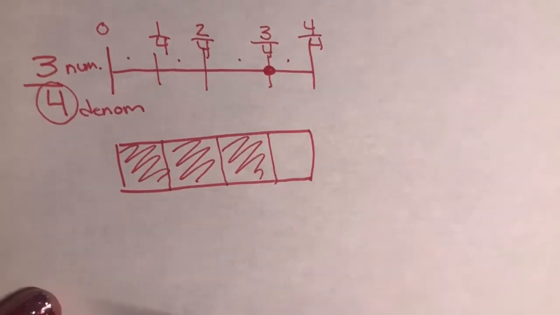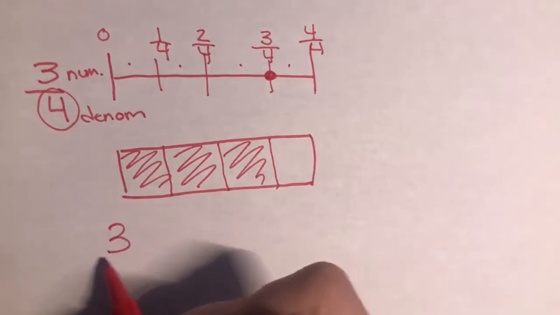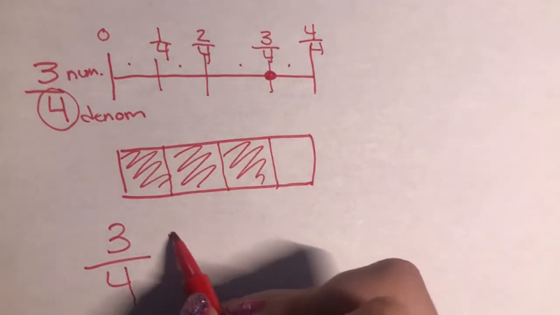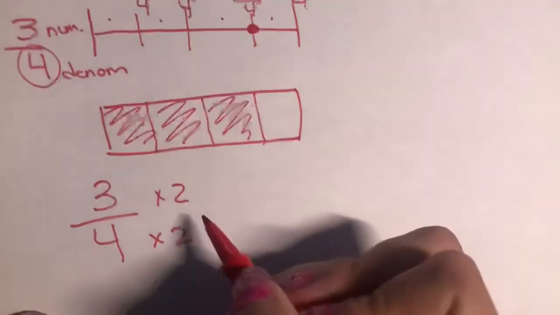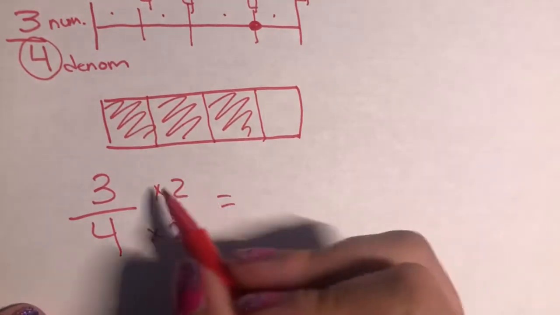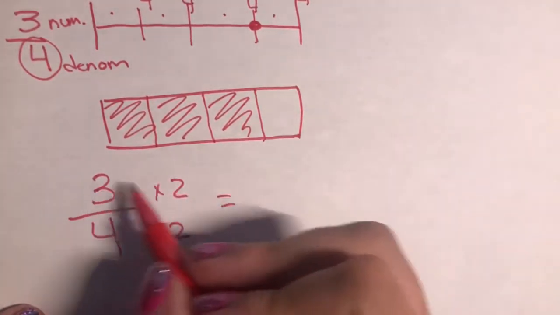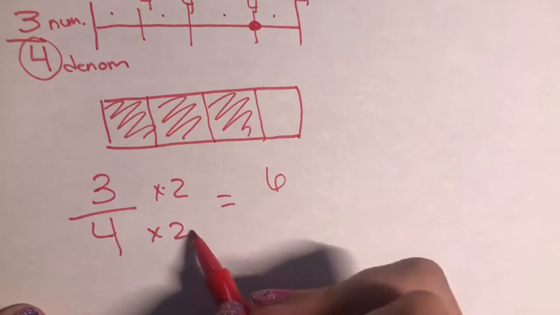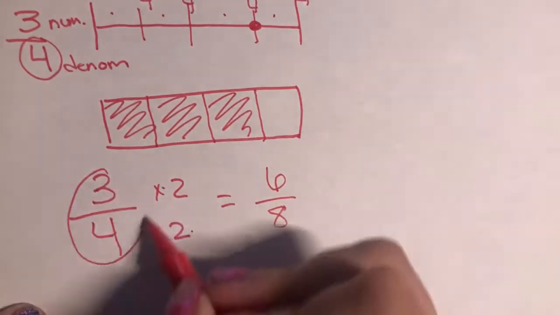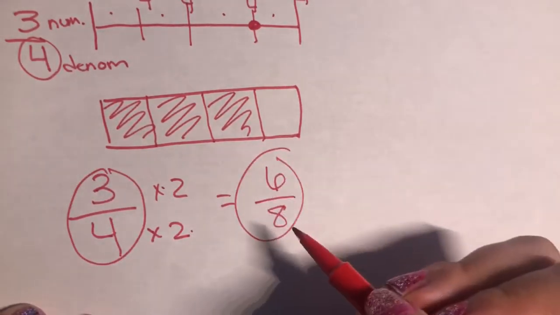If I need an equivalent fraction, Aiden's right. The easiest way to find that is just by multiplying the top and bottom number by the same number, and 2 is just an easy one. So 3 times 2 is 6, 4 times 2 is 8. So 3/4 is equivalent to 6/8.